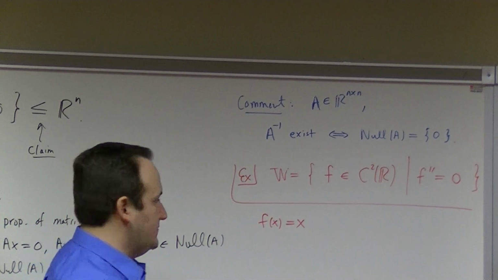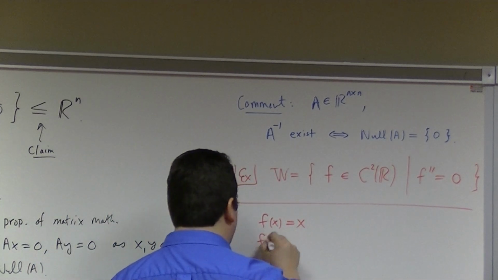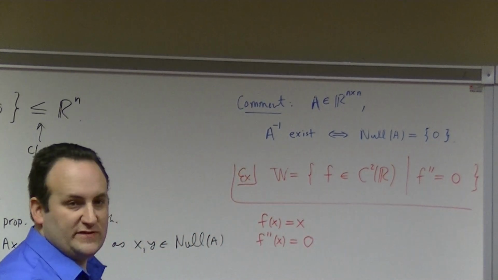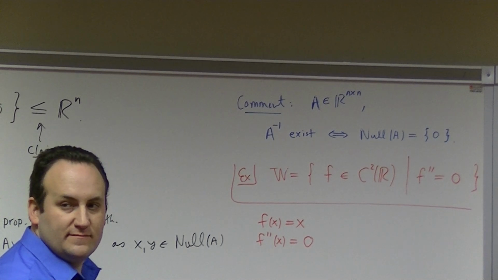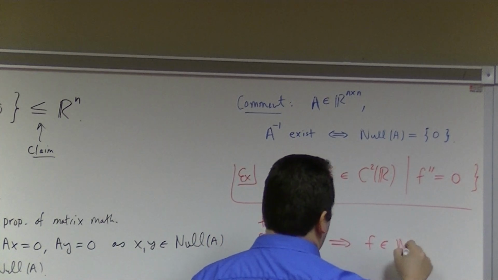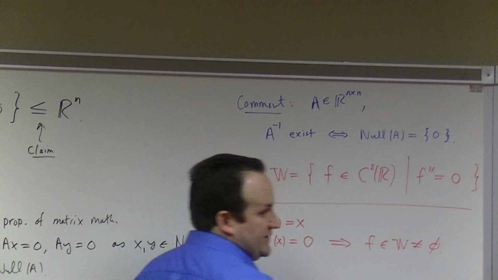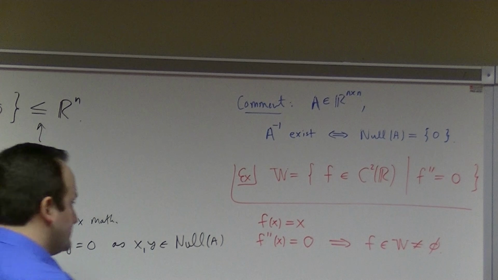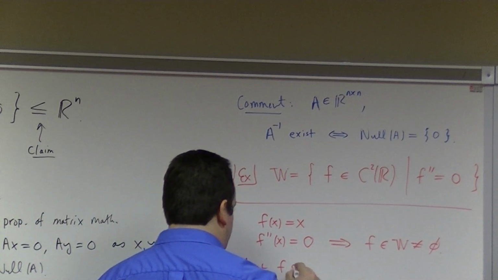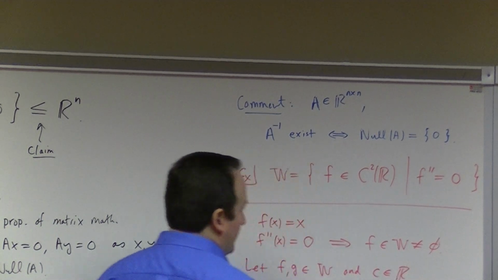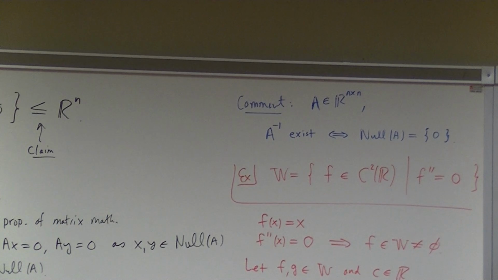Is this in that set? Well, what happens if you calculate f prime prime? You get 0, right? What's the change in the slope of a line? 0. So that implies that f is an element of W, which shows that it is non-empty. To show something non-empty, you just have to find one thing in it. Now what do I have to check? So let f and g be elements of W, and c be a real number.